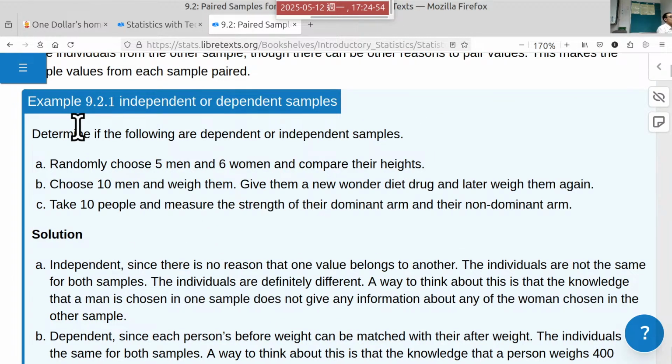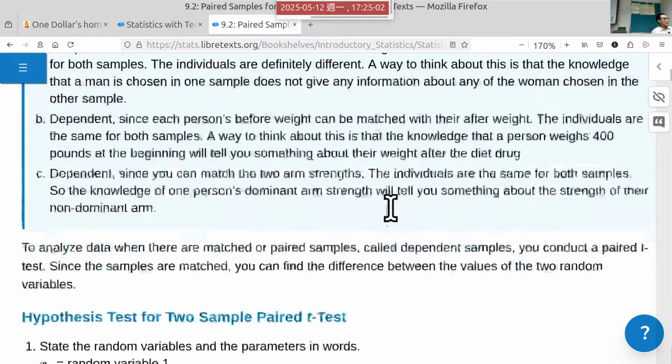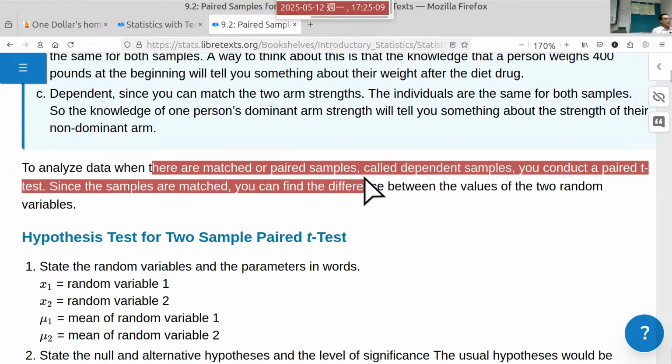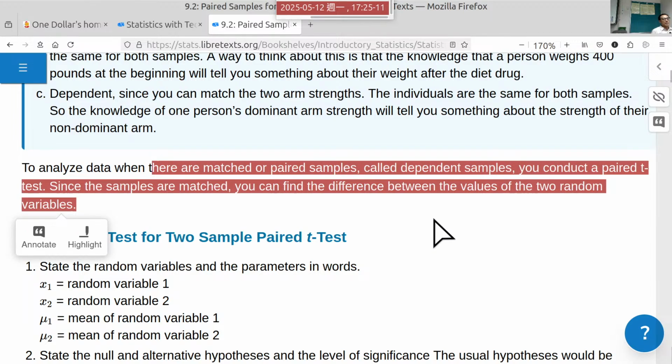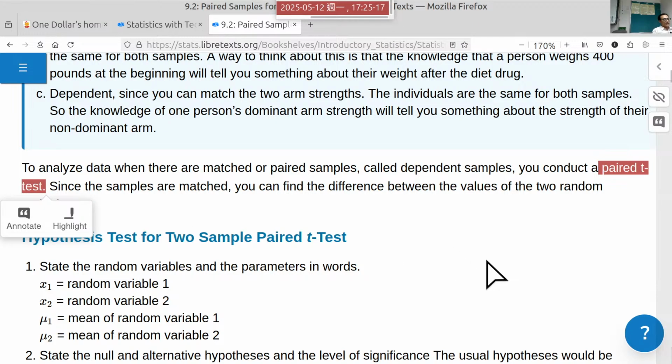Okay, so it's very easy to distinguish the differences between independent and dependent samples. Let's move to the next. And here, to analyze data when they are matched or paired samples, called dependent samples, you conduct a paired t-test. Okay, let me slow down here. Paired t-test.